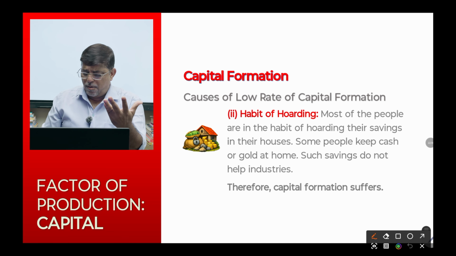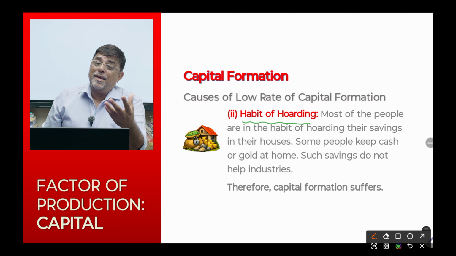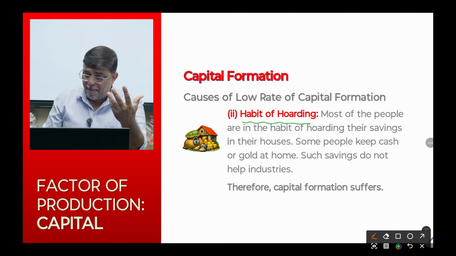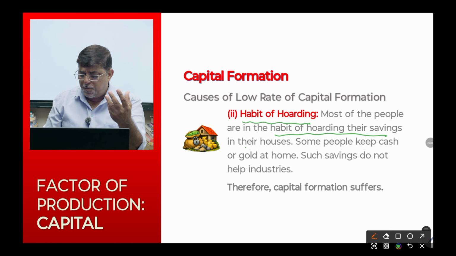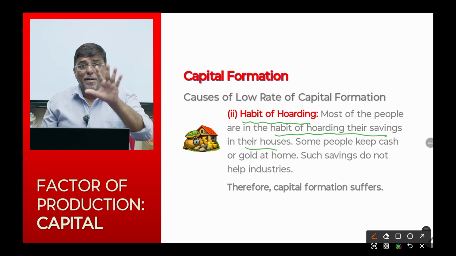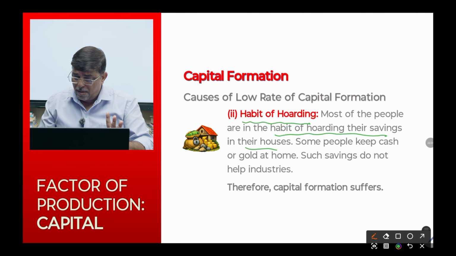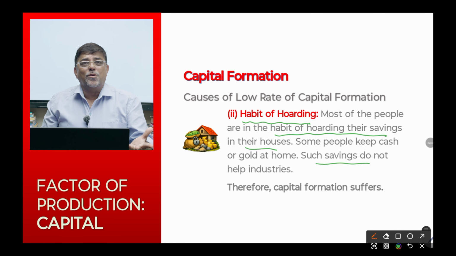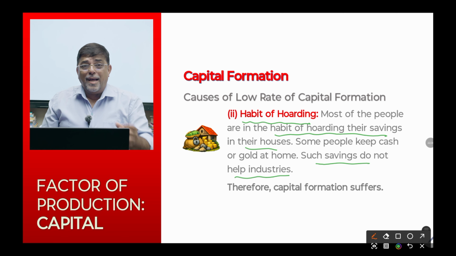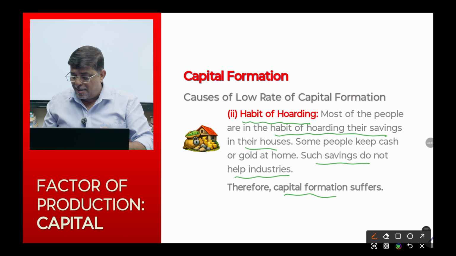Your second point for the low rate of capital formation is the habit of hoarding. Most of the people in developing countries have the habit of hoarding their savings, especially in their own homes. Some people keep cash, some people keep gold. Now, such savings obviously do not help any industries, and therefore, capital formation suffers.